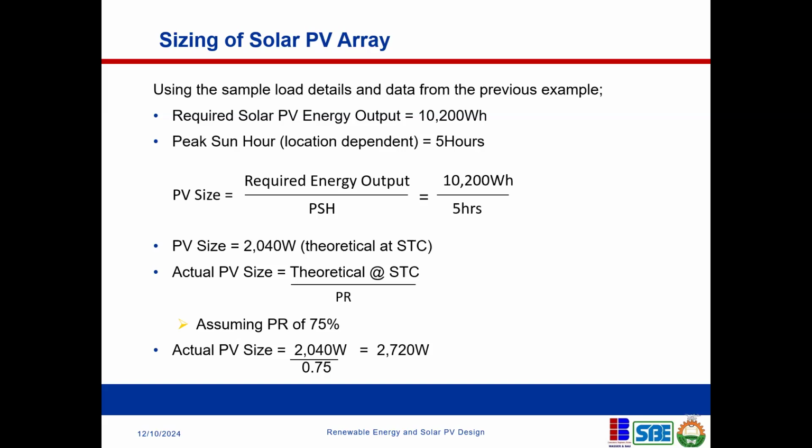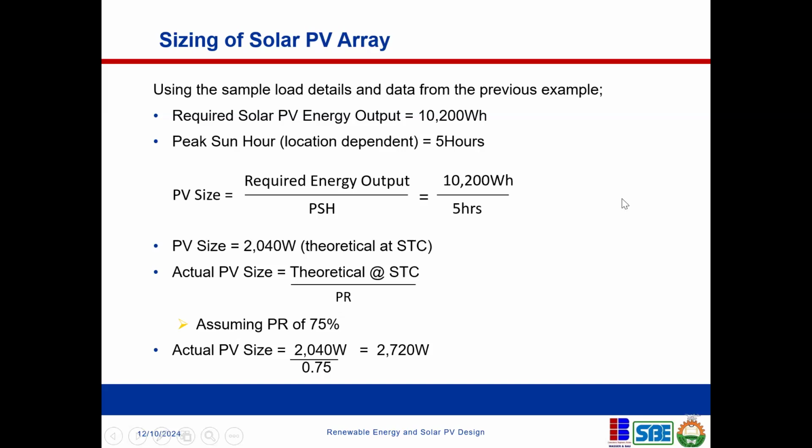Now, if you assume a 75% performance ratio, then your actual PV size will be your size at standard test condition divided by the performance ratio. And if you do that, you have 2,720 watts peak. Most times when we talk about a PV array or PV system, we have to represent it in peak. That is 2,720 watts peak. So this is the size of the PV array that you need to produce 10,200 watt hour based on the assumption of 5 peak sun hours and a performance ratio of 75%. I hope this is clear.